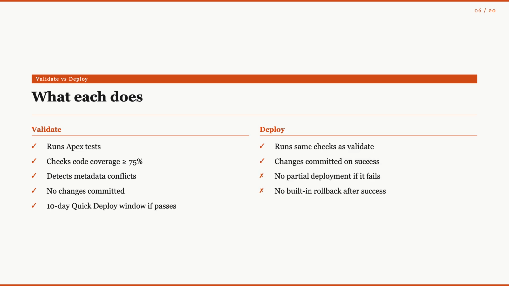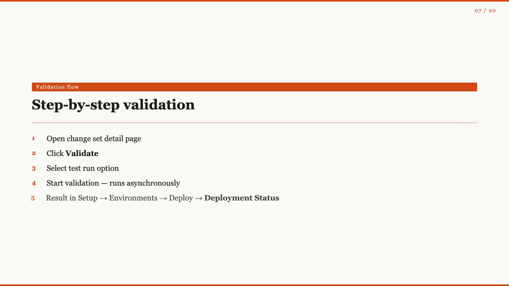Validate versus Deploy. Validation runs the complete deployment check, Apex tests, code coverage validation, metadata conflict detection, without committing a single change to the org. Deploy runs the same checks and, on success, commits all the metadata changes. Always validate before deploying to production.